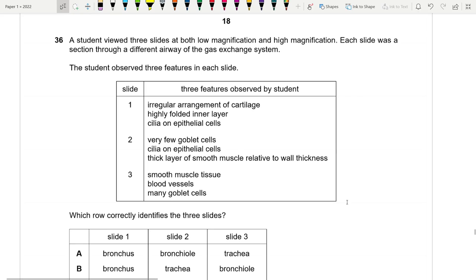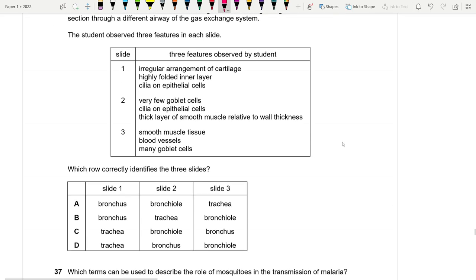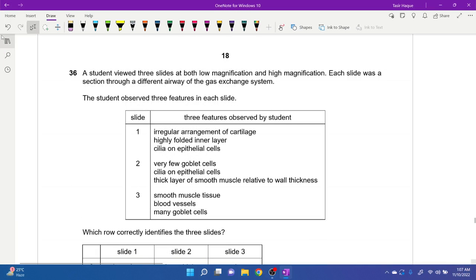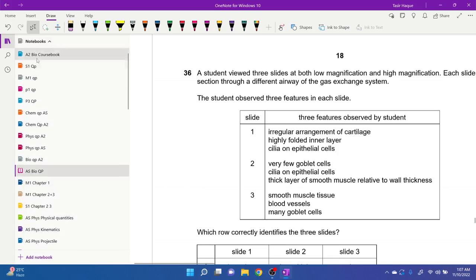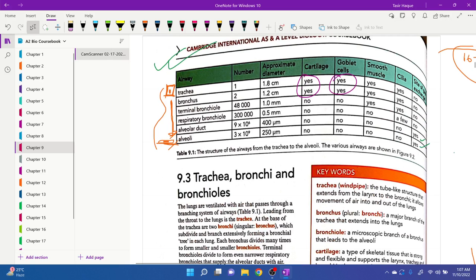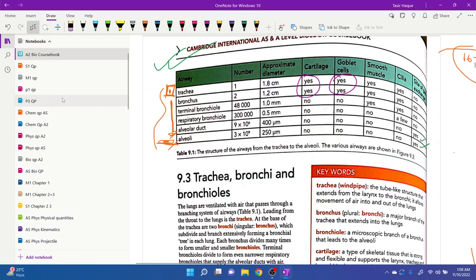5. A student viewed 3 slides at low and high magnification; each slide was a section through a different airway. Okay. So to do this, you can just match this table over here. We have goblet cells and cartilage only in bronchi and trachea, okay? Nowhere else. You have smooth muscle and cilia in the bronchioles, terminal bronchioles, but afterwards you don't. So let's match it with this.